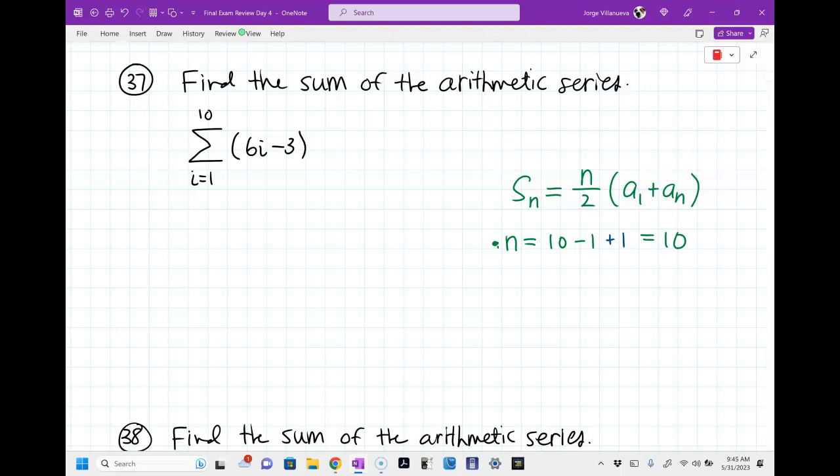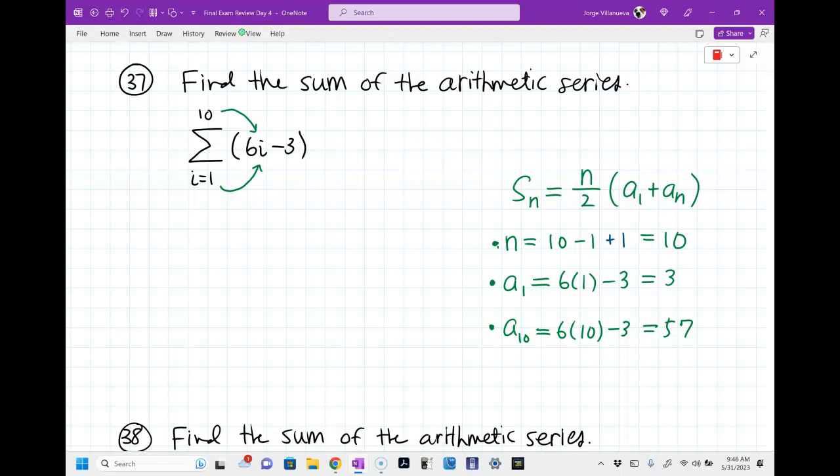Then my first term, a sub 1. To find your first term, you're going to plug the bottom number into your equation. So that's 6 times 1 minus 3, which is 3. And then to find my last term, my a sub n, or if you want, you can write a sub 10, because that would be your very last term. That's what n is, right? n is 10. So for a sub 10, you plug that number in here. So that's 6 times 10 minus 3, that's 57.